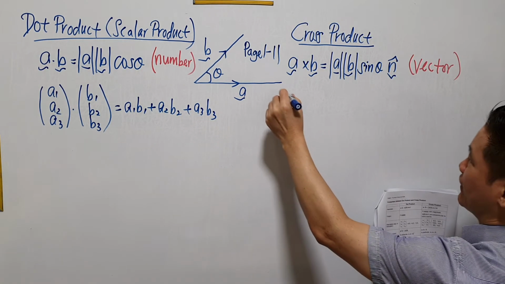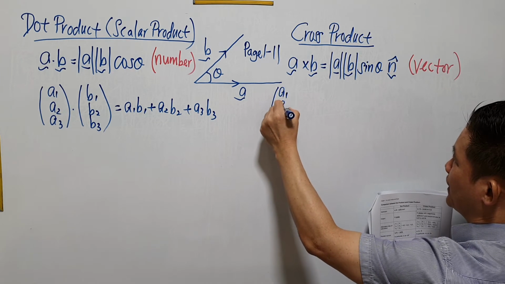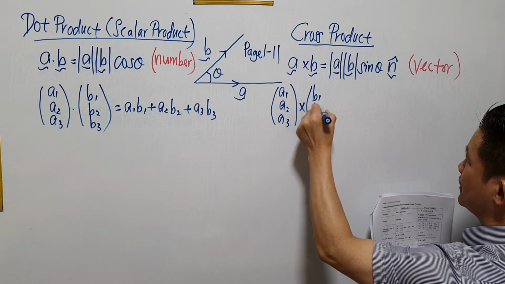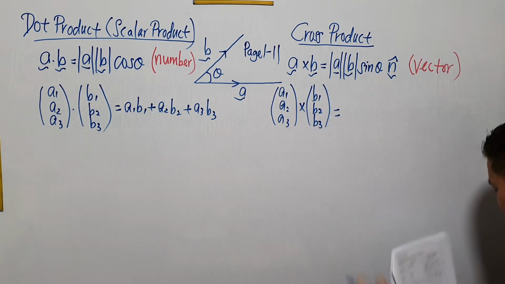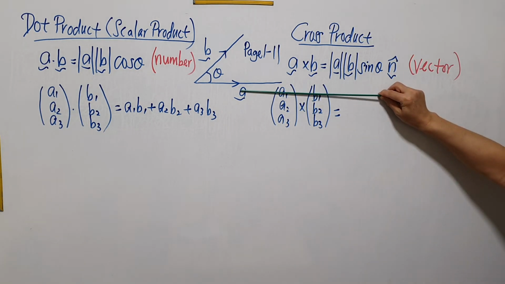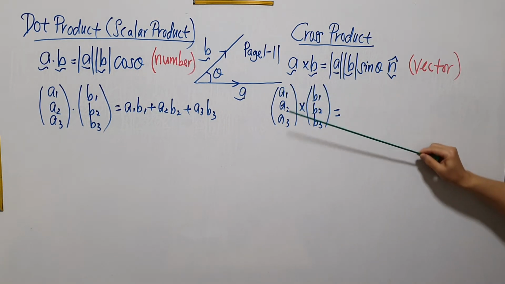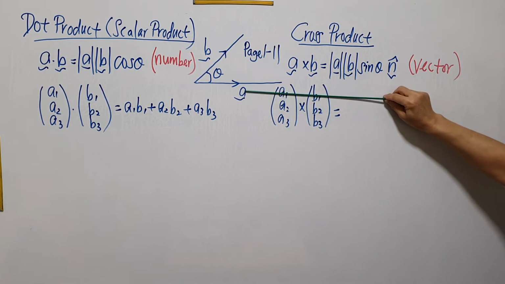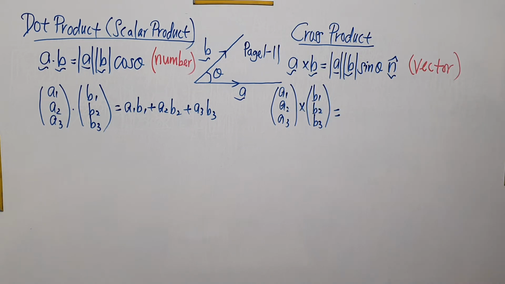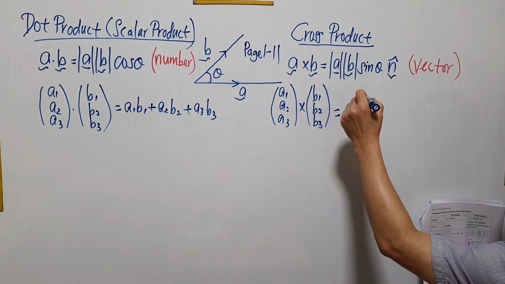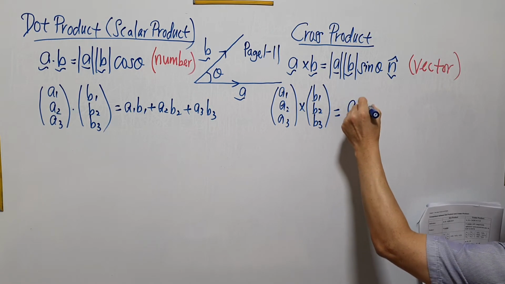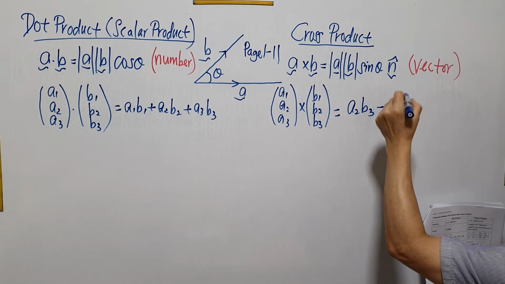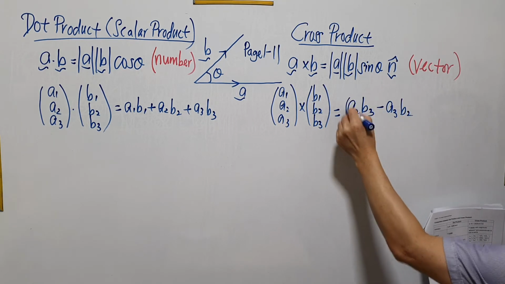On the other hand, in the case of cross product, you have already done it a couple of times. How do we perform cross product again? You cover the first row and find the so-called determinant. It's actually a determinant, if you learned matrices. You cover the first row, you have a 2 by 2 matrix, and you find the determinant. So in this case it will be A2 B3 minus A3 B2. This is the first one.